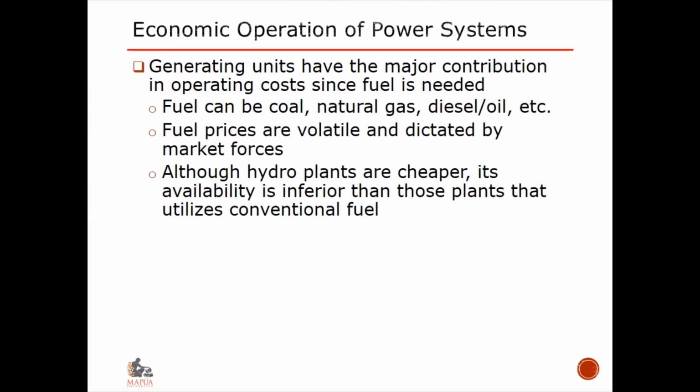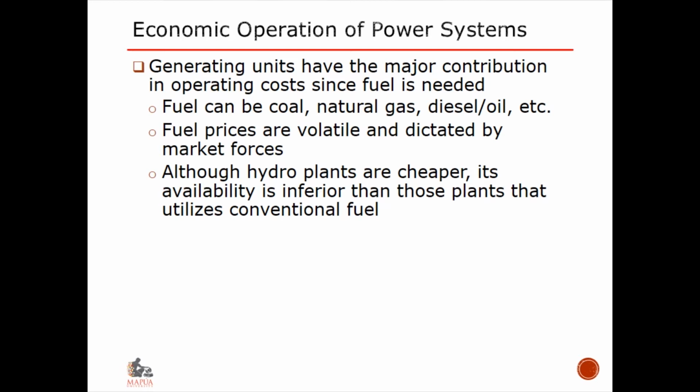Now, of all those components, generating units have the major contribution in operating costs, particularly because they need fuel to run. Fuel can be coal, natural gas, diesel or oil, and because fuel prices are volatile and dictated by market forces, it's one of the major factors we have to consider in deciding what generation we are operating, because we also have to know what prices we are getting.